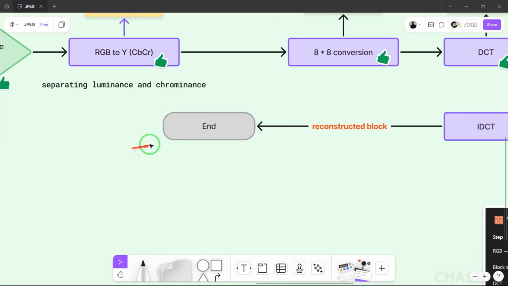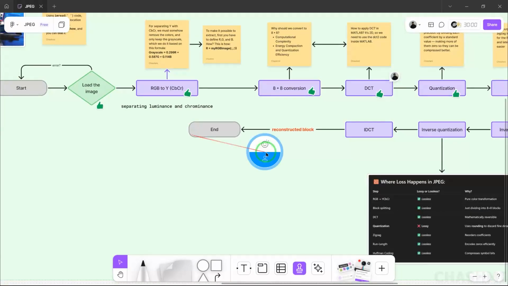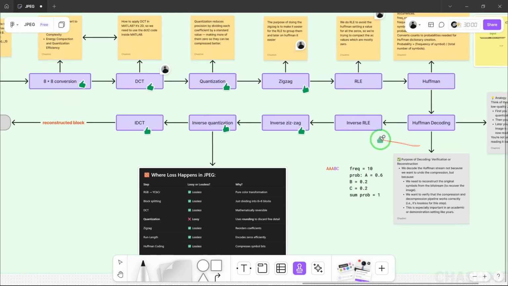So here we go. That's the end of the Huffman, or better to say JPEG compression. We did all of this.